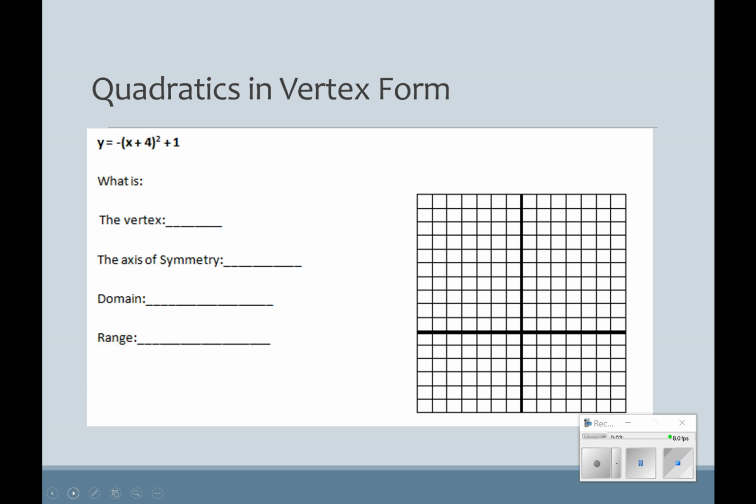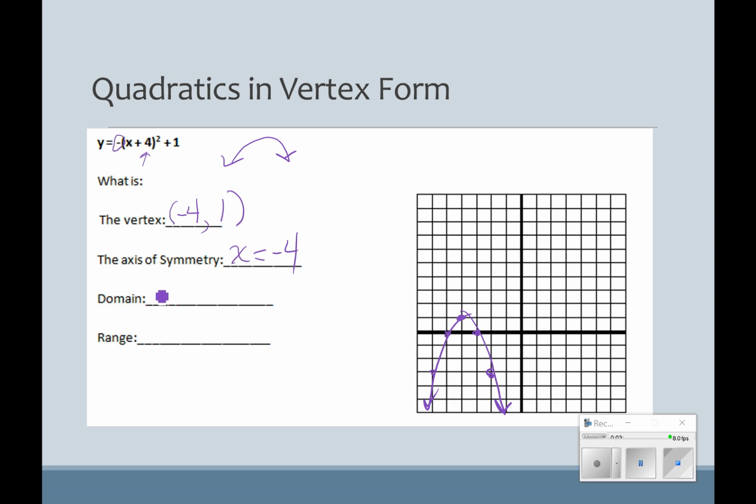Okay, notice this time I've got a negative, so I know my parabola is going to open down. My vertex comes from here because that's positive. It's going to be (negative 4, positive 1). Axis of symmetry is x equals negative 4. If I go over 1, I'm going to go down 1. If I go over 2, I'm going to go down 4.